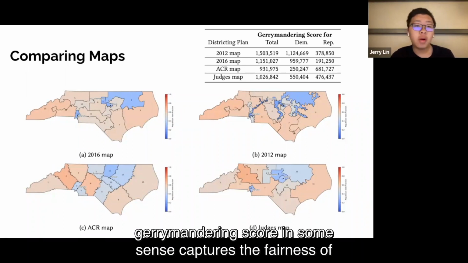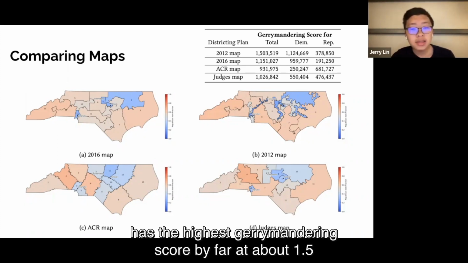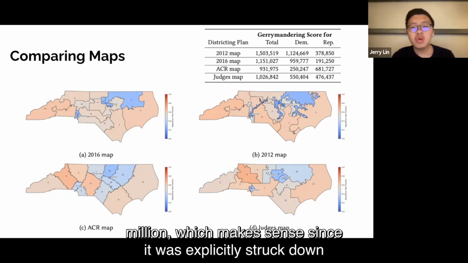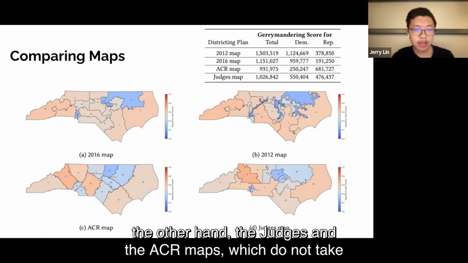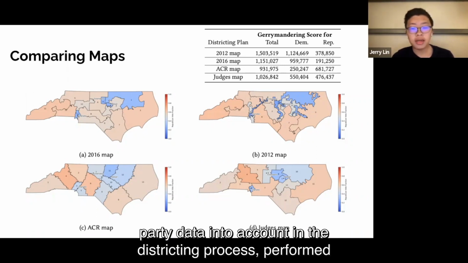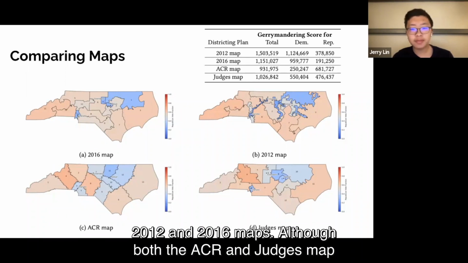Our gerrymandering score, in some sense, captures the fairness of each map. And so, as you can see in the table above, the 2012 map has the highest gerrymandering score by far, at about 1.5 million, which makes sense since it was explicitly struck down for racial gerrymandering in the court case Cooper v. Harris. On the other hand, the judges and the ACR map, which do not take party data into account in the districting process, performed better overall, with lower gerrymandering scores than the 2012 and 2016 maps.